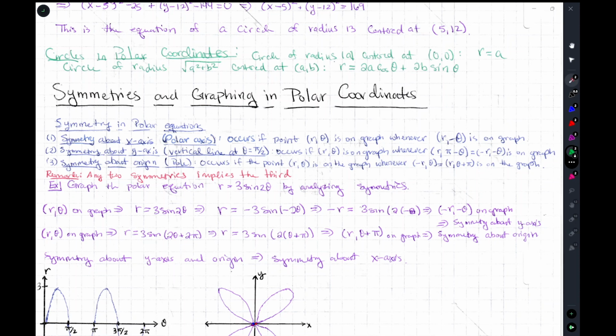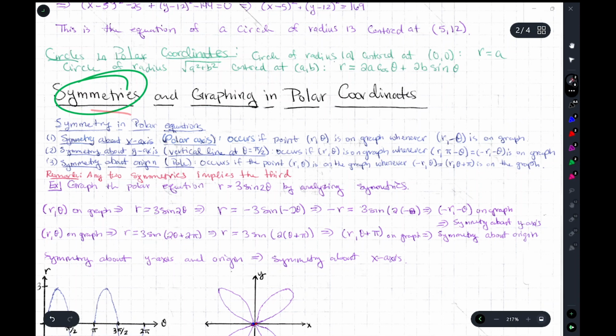We talked about plotting polar curves, and something that can make your life much easier when you're plotting polar curves is utilizing the symmetries. So let's talk about symmetries and graphing in polar coordinates. So we have the symmetry about the polar axis, or the x-axis, that horizontal axis that we wind from. This symmetry occurs if whenever (r, minus theta) is on the graph, (r, theta) is on the graph, or vice versa. So if (r, theta) is on the graph, so is (r, minus theta).